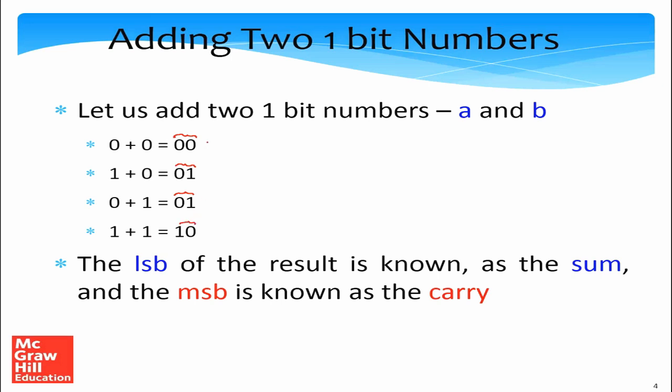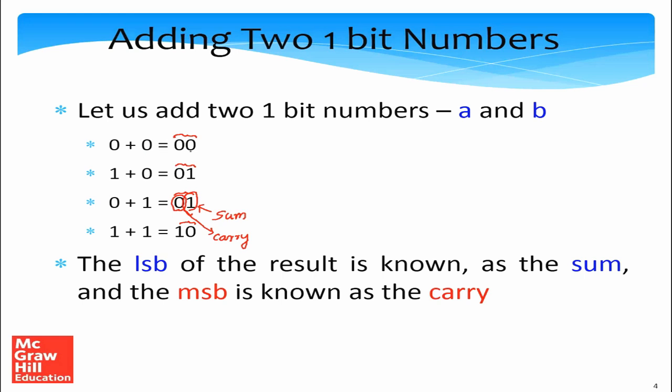So what we see is that for the first 3 results, 1 bit is sufficient. For the last result, we need 2 bits. So pretty much we can say that we add two 1-bit numbers. The final result can take 2 bits. So it's better if we allocate 2 bits. So the least significant bit of the result, it's a 2-bit result, right? So the least significant bit is known as the sum, and the most significant bit is known as the carry. So we shall see why.